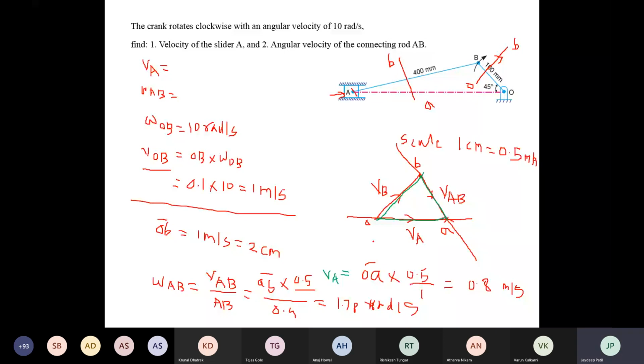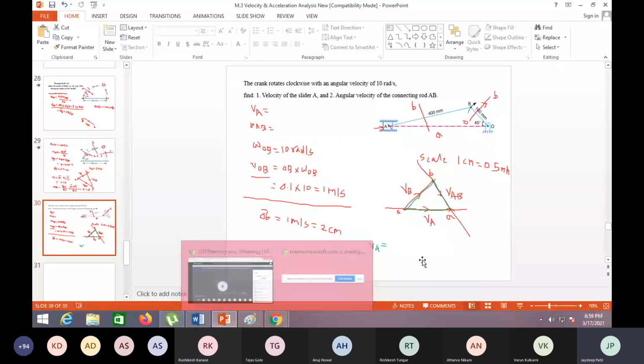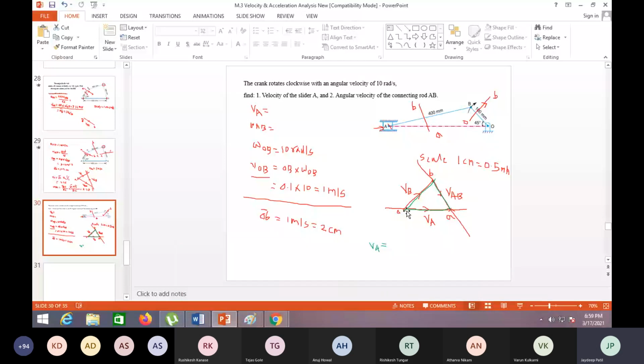Sir, in the vector diagram, is the direction B2A or A2B? Now you have to give the direction away from the previous point. See here, the first point is your O, then the second is A. Away from A, O, you have to show the arrow. Then next you will get the B point. That's why you have to show the arrow away from the previous point. Okay.